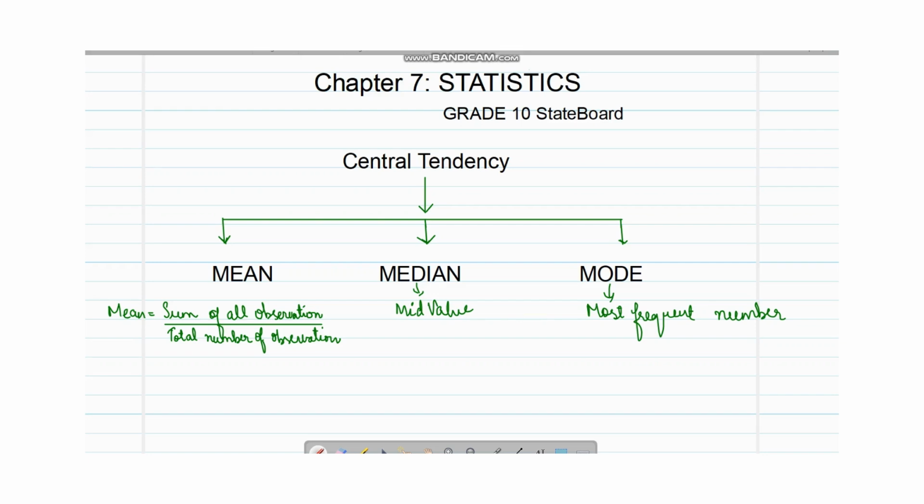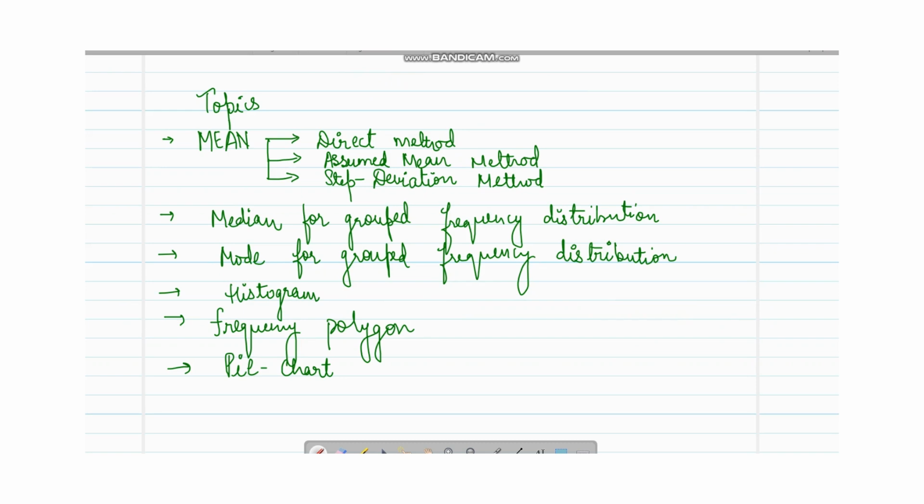Hello students, my name is Shalini Patwal and today we are covering statistics, chapter number 7 of grade 10 state board. In this chapter we are going to cover the topics: mean by direct method, assumed mean method, step deviation method, second median for grouped frequency distribution, third mode for grouped frequency distribution, histogram, frequency polygon and pie chart.